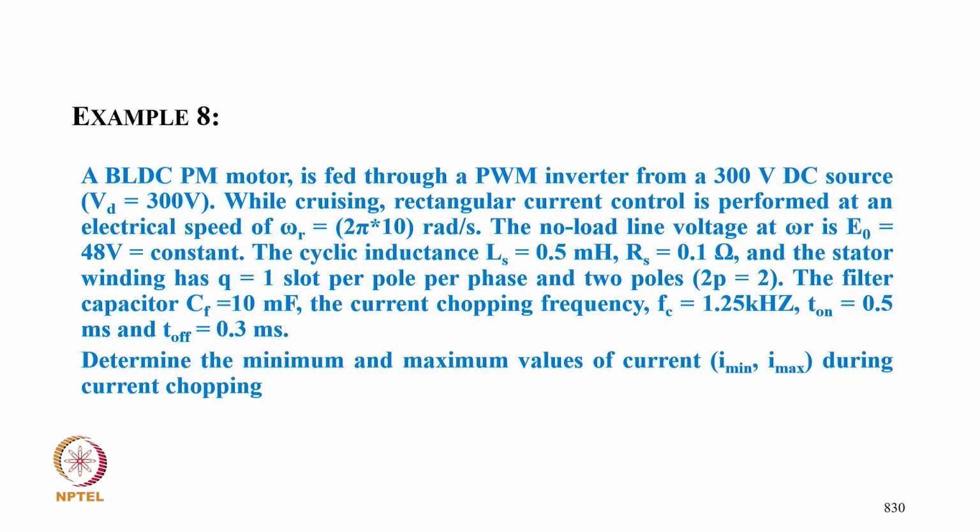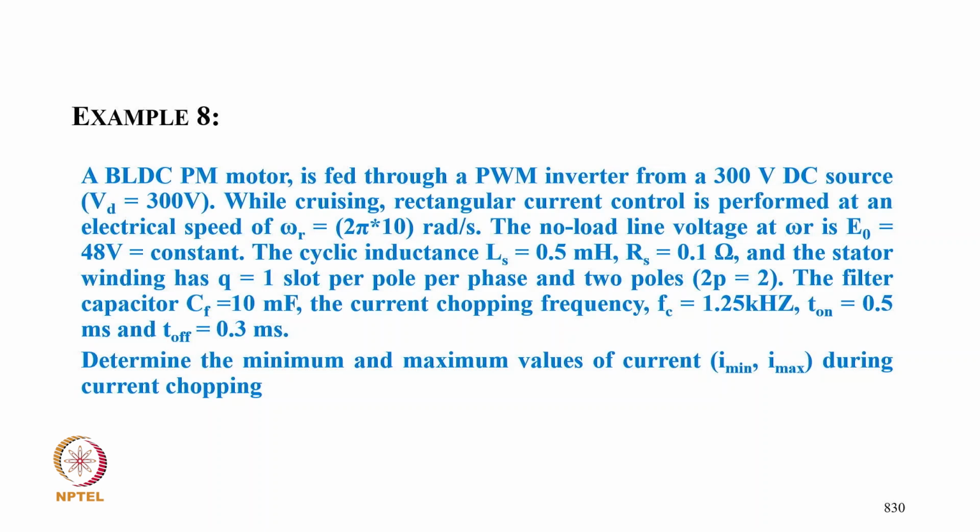587.89 watt. Example 8: a BLDC motor is fed through an inverter from a 300 volt DC source, VD equal to 300 volt, while cruising. Rectangular current control is performed at an electric speed of omega equal to 510 radian per second, and no load line voltage at omega r is equal to 48 volt constant. The cyclic inductance L equal to 0.5 millihenry, RS equal to 0.1 ohm, and the stator winding has Q equal to 1 slot per pole per phase and 2 poles.